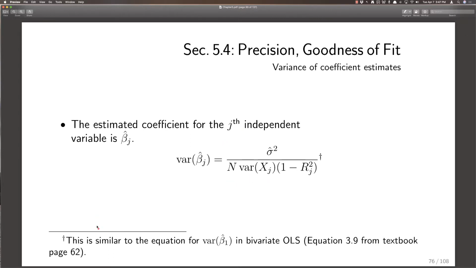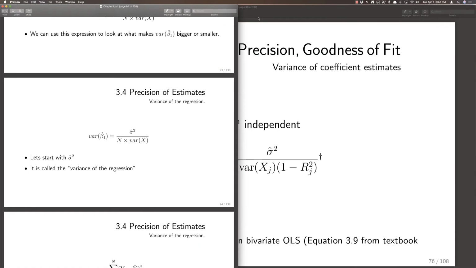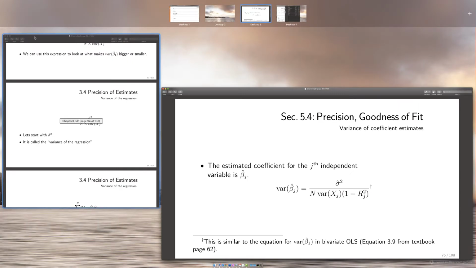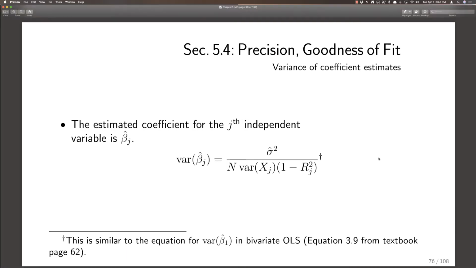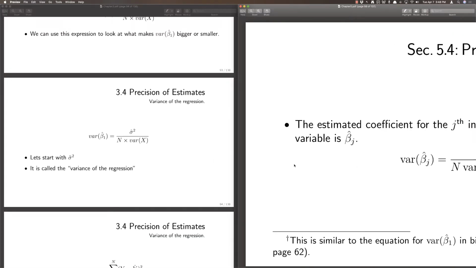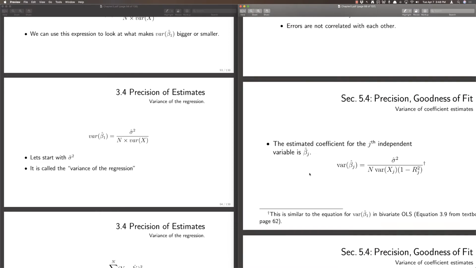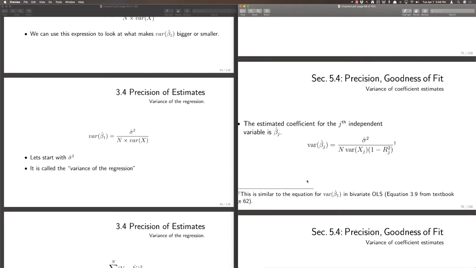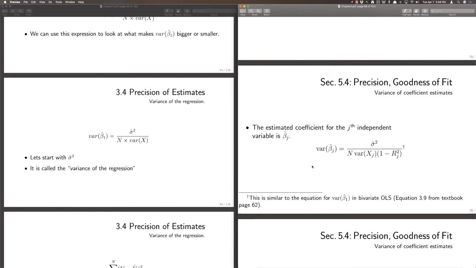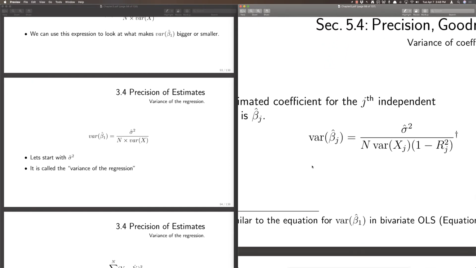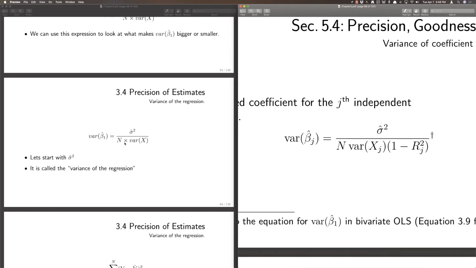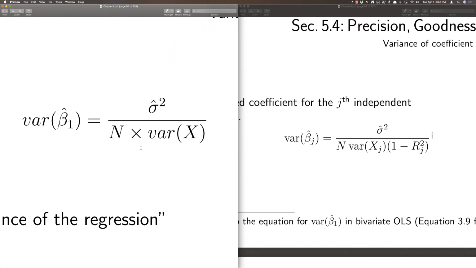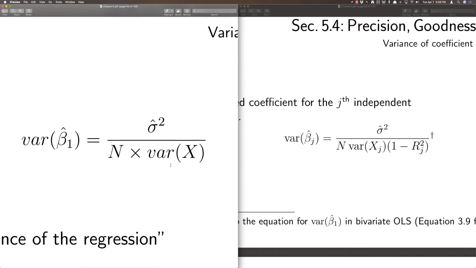Now, everything about this looks very similar to the variance of beta 1 hat from equation 3.9 in the textbook. All right. In fact, let me bring that up. So here on the left-hand side, this was the measure for the variance of beta 1 hat when it was a bivariate regression, and here it is for a multivariate regression. And let me zoom this up just a little bit. And we can see that they're very similar expressions.